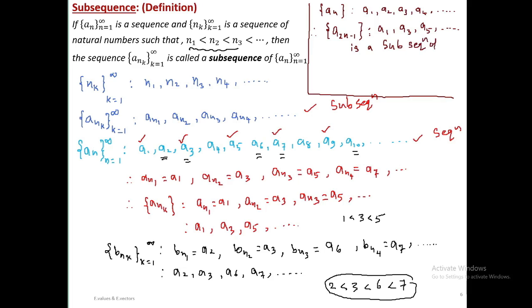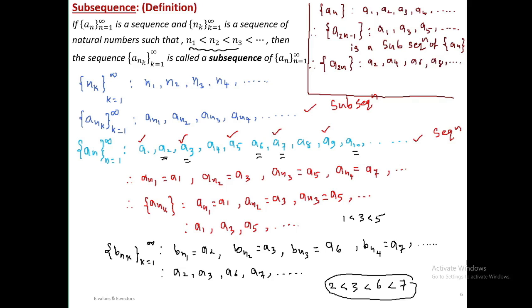Subsequence of the given sequence an. An is the main sequence. Similarly, can you generate one more? Yes, you can take the even places terms, a2n. Now n is equal to 1, a2. Compulsorily, n should run from 1 to infinity only. Index n is 1 gives a2, next n is 2 gives a4, next n is equal to 3 gives a6, n is equal to 4 gives a8. So like this.